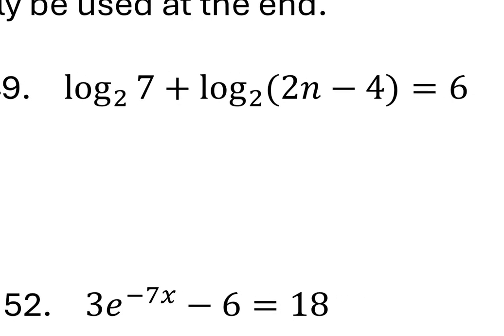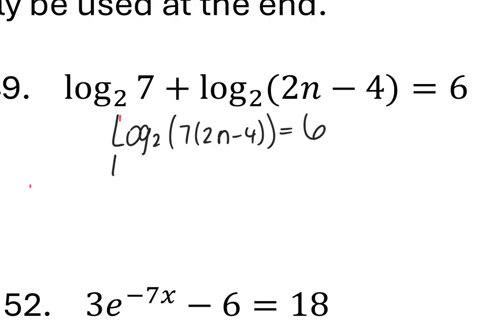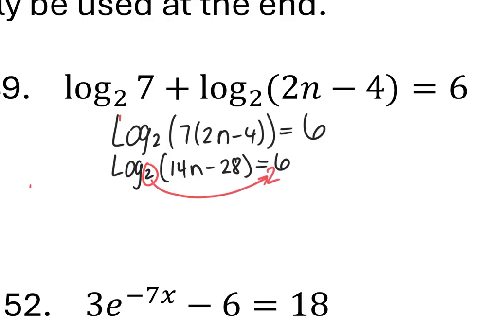Okay, number 49. I have more than one log on this side here, so I'm going to condense. Addition becomes multiplication. So it's the log base 2 of 7 times 2n minus 4 equals 6. That's the log base 2 of 14n minus 28 equals 6. Now I can't just get rid of the log. The 2 becomes the base, so 2 to the 6th power. So 14n minus 28 equals 2 to the 6th power, which is 64.